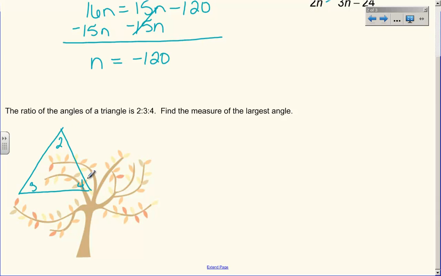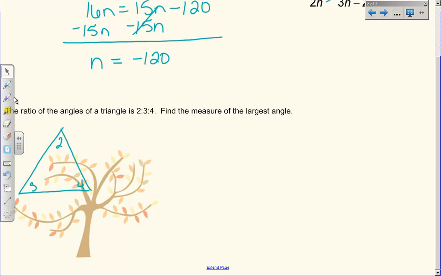We know they can't be because those don't add up to equal 180, but they want us to find the measure of the largest angle. Well, of those 3 that I just labeled, which one is the largest angle? That's right, this 4 right here is the largest angle. I need to find out how big the biggest angle is. And so the biggest angle as it is right now is this 4. And so I know that that's the largest based on the ratios that they gave me.